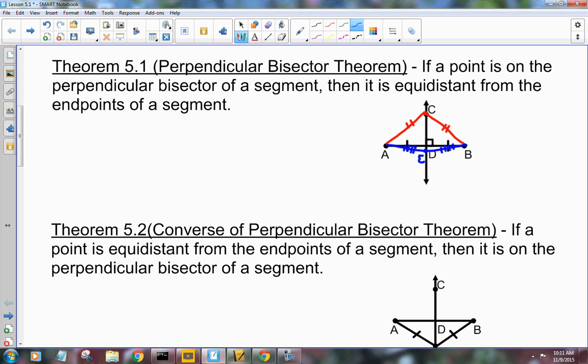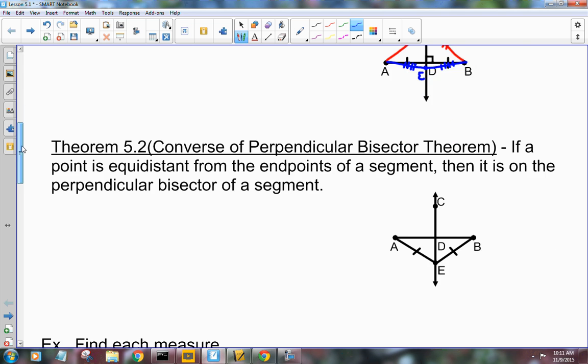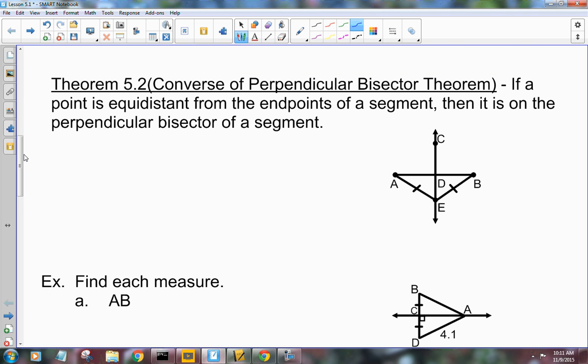We have the converse of the theorem also. And the converse basically states the opposite. It says, if a point is equidistant from the endpoints of a segment, then it is on the perpendicular bisector of the segment. So, we have this point E, and it is equidistant from the 2 endpoints of that segment. Okay? AE and ED are the same. And this theorem says that it lies on the perpendicular bisector. Okay? So, it's perpendicular to the segment and it bisects the segment. So that's the converse of the perpendicular bisector theorem.